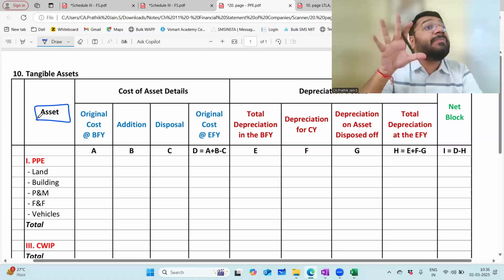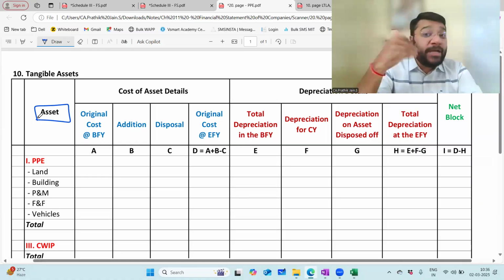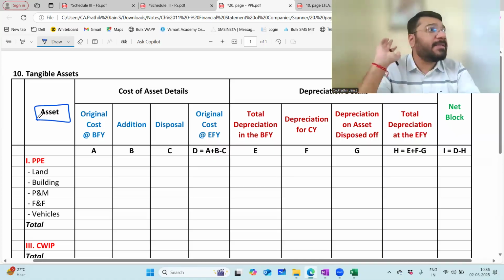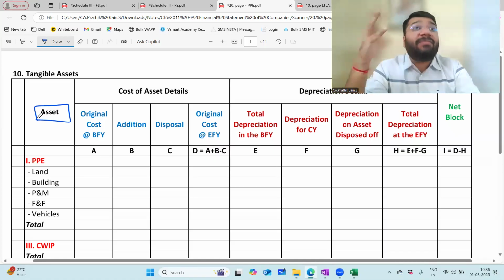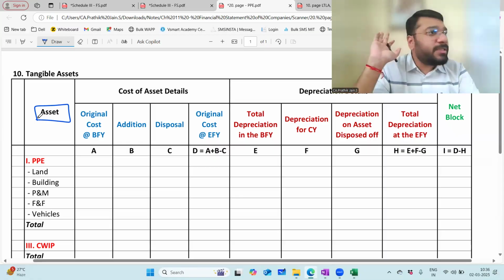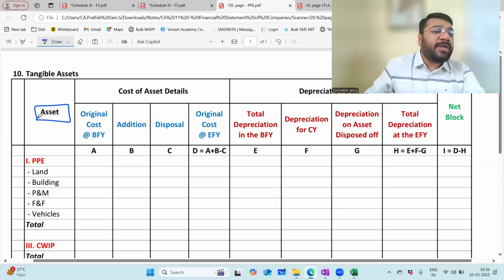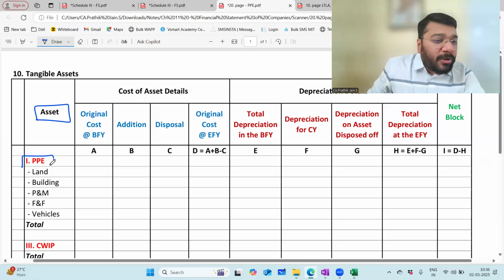But this is the bare minimum disclosure that you have to give. You cannot reduce the format beyond this, like less than this. You can expand this format. You can make it a little bit more complicated and challenging if need be. Otherwise, do not reduce this format in any manner. The first column is the asset column, in which we talk about property, plant, equipment.